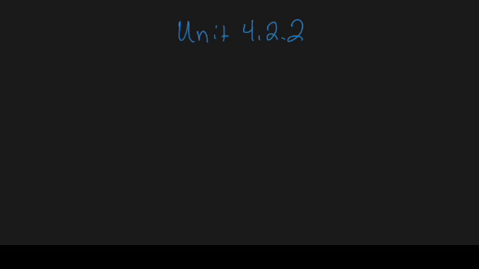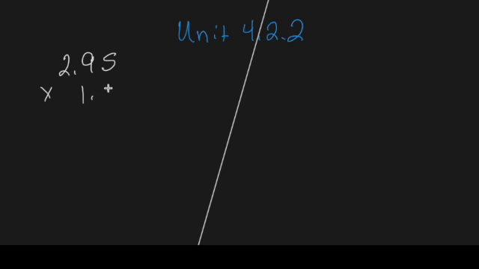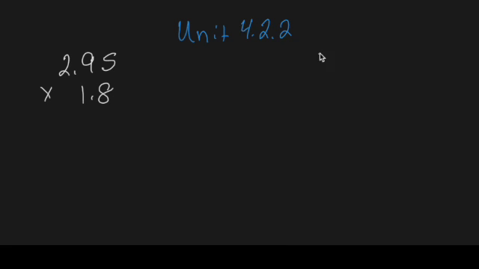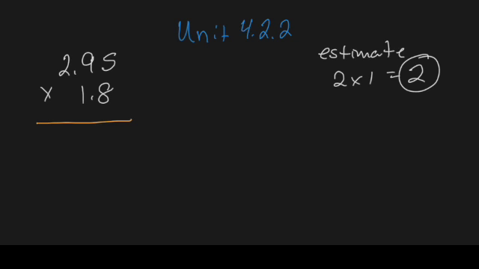So if we're trying to multiply the number 2.95, and we're going to try to multiply that by 1.8. So our estimate we'll put over here, and we'll just do front-end estimation, which will give us 2 times 1, which of course gives us 2. So we're looking for something that's around 2 for an answer. Now let's go ahead and find the product of these two numbers.